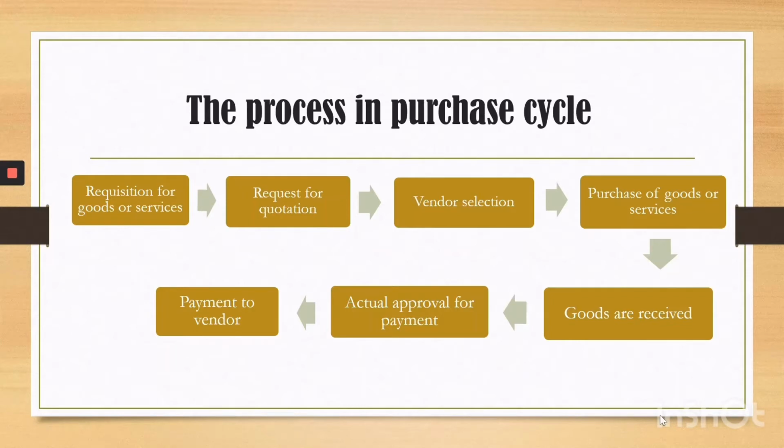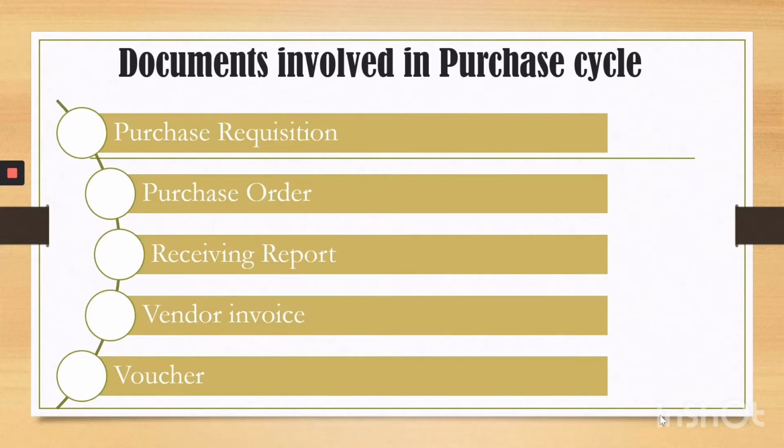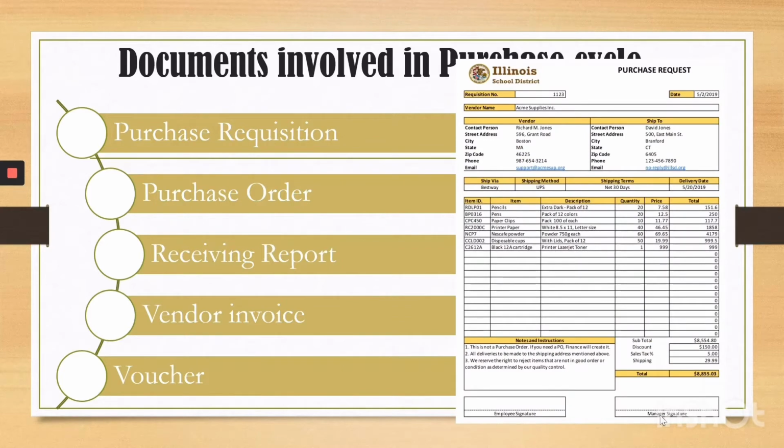So let's move on to the next part, which is the documents involved in the cycle. The first document involved in the purchase cycle is the purchase requisition. When someone at the company wants to make a purchase, what they have to do first is prepare a document called a purchase requisition, which is used to request authorization for the purchase of goods and services. So, before you place an order or make a purchase, you must ask for permission first from the authority. This is what the purchase requisition document looks like.